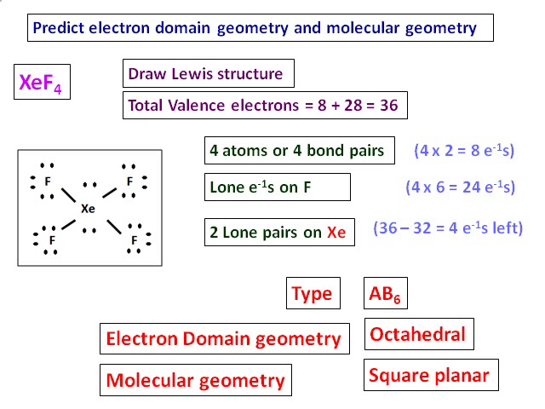So the bottom line is, whenever you are asked to predict the electron domain geometry and the molecular geometry, never do it without drawing the Lewis structure. It's the Lewis structure which tells you the number of lone pairs, and the number of lone pairs changes the type of molecule. So we'll go ahead and do a few more examples on this. So this video concludes here. I have another video in which more examples have been done.